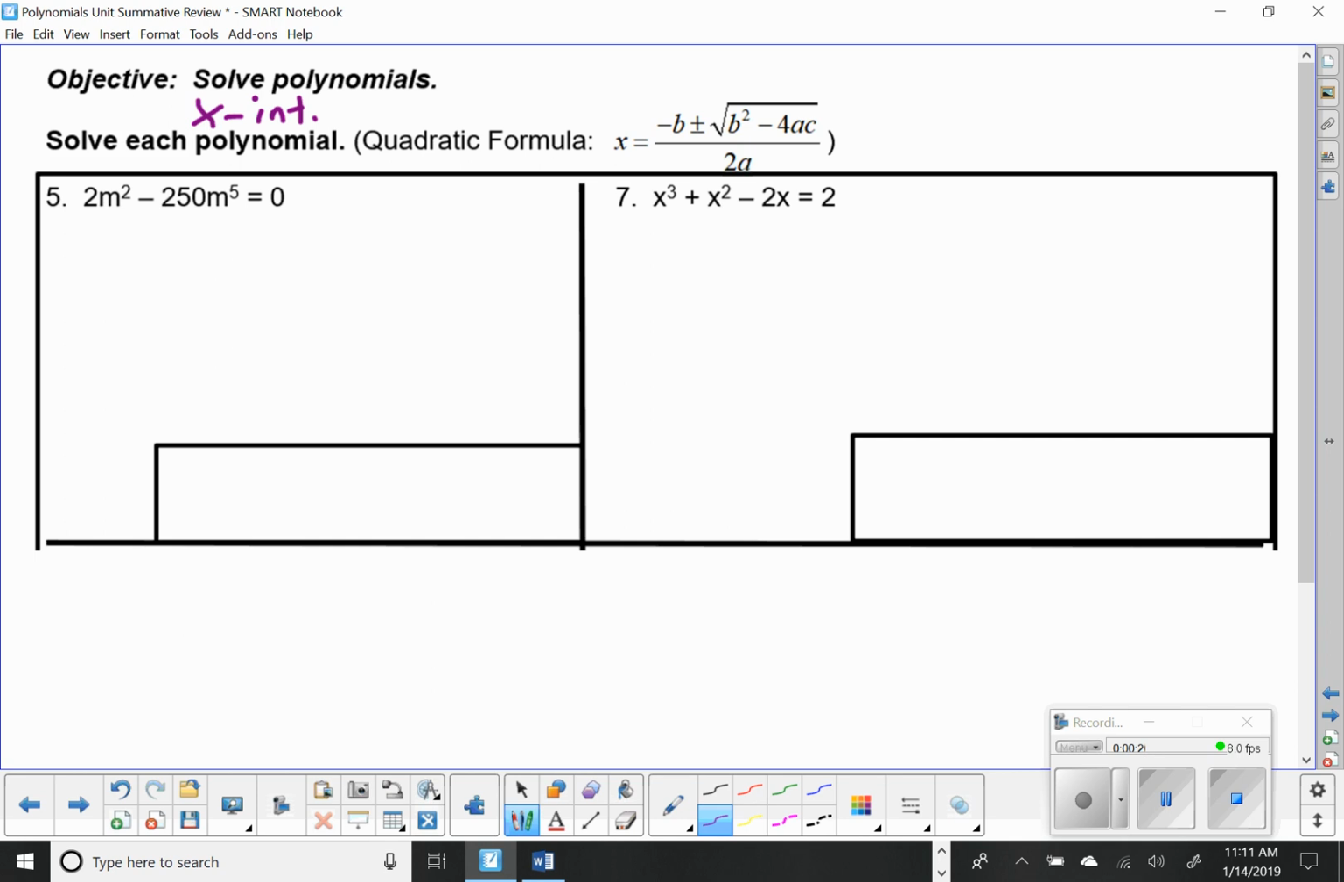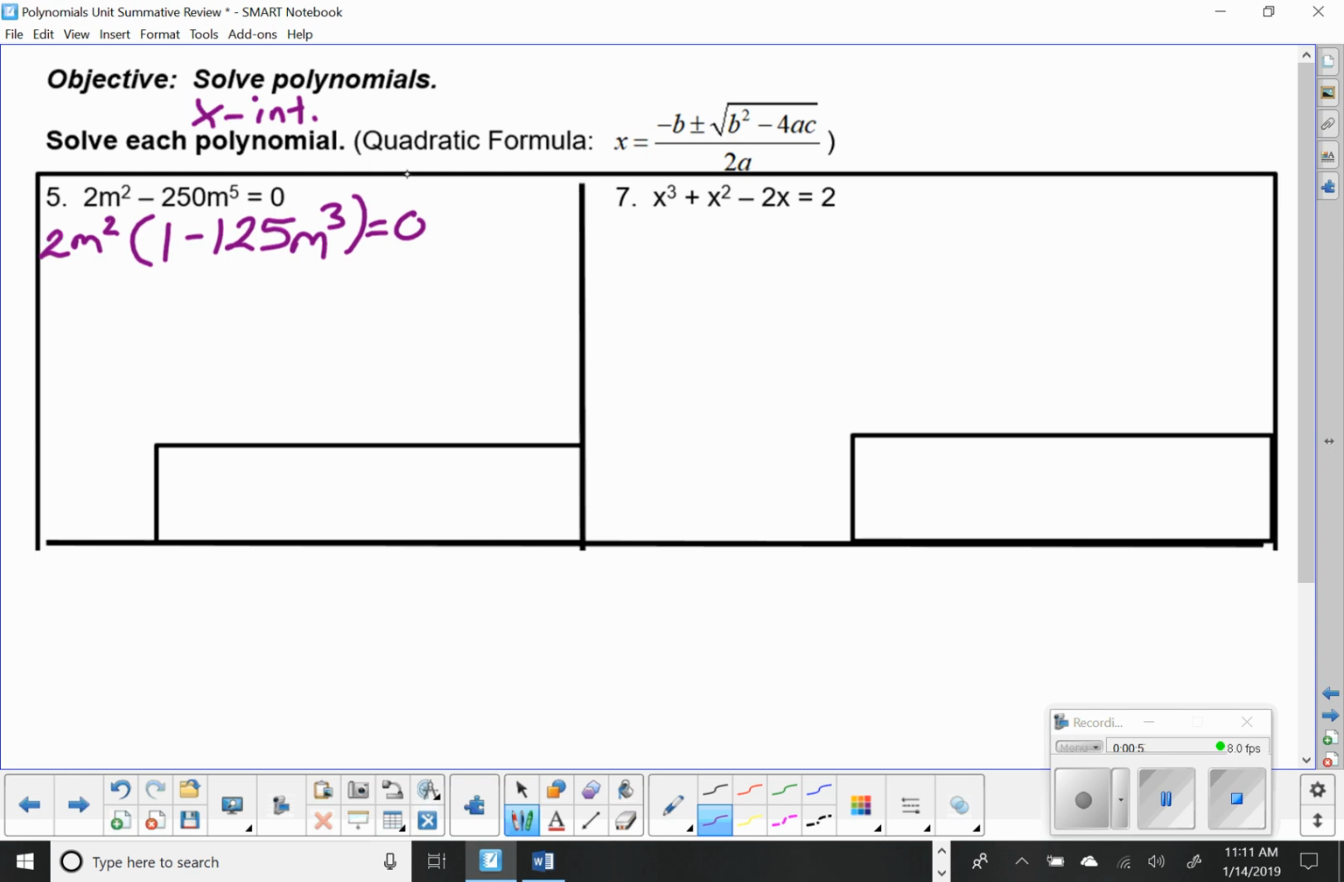Quadratic formula can be used when we get it down to a quadratic or something that's in quadratic form. But let's not jump to that too fast. Remember factoring? That can be really nice too. Over here, we have 2m squared and 250m to the 5th. I can take out a 2m squared. That leaves me with 1 minus 125m, and this should be a hint, cubed, equals 0.